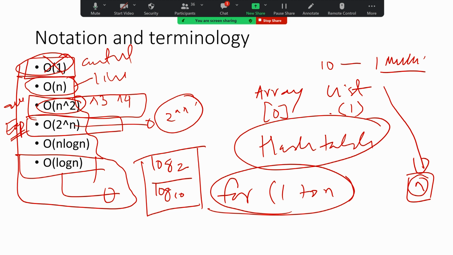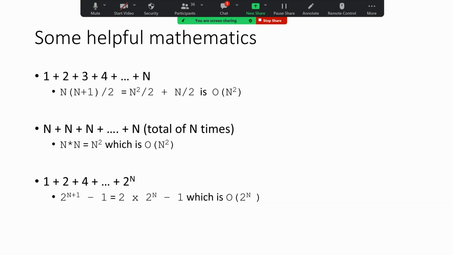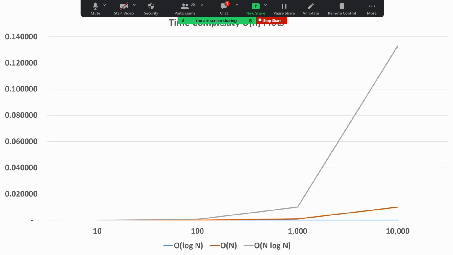O of 1 is constant time, O of n is linear time, O of n square is quadratic time, there's also cubic time. Then O of 2 raised to the power n, or c raised to the power n, is exponential. Then there is log n, and then there is n log n. So now there are certain basic simple rules that I want to emphasize, and one of the things that I want to look at is what I call relative time.